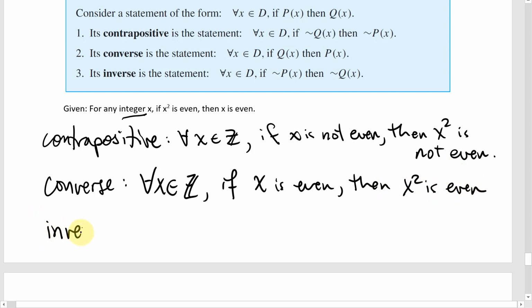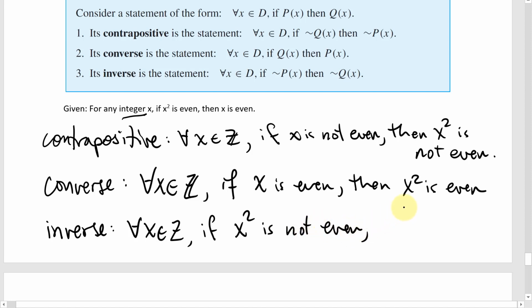And finally the inverse, for all x element of the integers. With the inverse, you leave the conditional in the same order, but you negate each of the components. So we could say in the same order, but negating: if x squared is not even, you could say odd because we have integers only. We're assuming integers. So if x squared is odd, then x is not even, or just say odd. Okay, done.